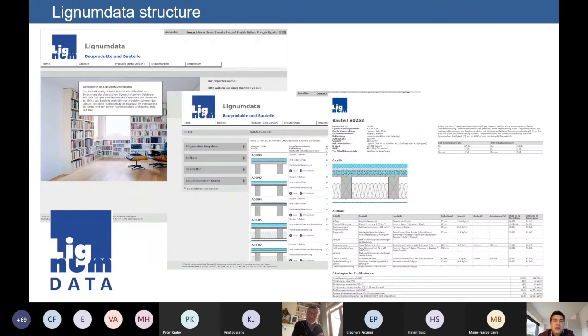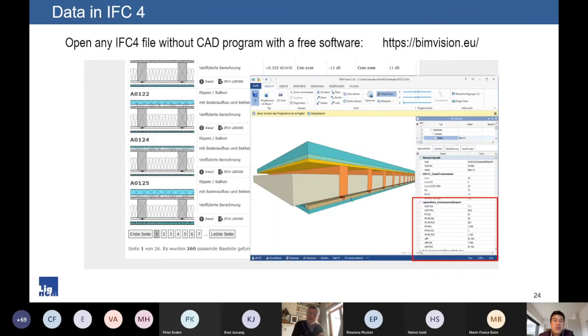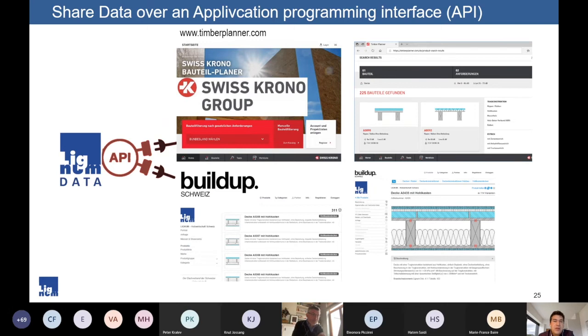You see here the structure of our database on three levels. And we also transformed the information in IFC into 3D models. So nobody had to design that. It was really generated automatically. And now you see the use of the API. So particle board and OSB producers with Chrono accessed our information. They use our information in their environment, and they show how their products are applied in our components.